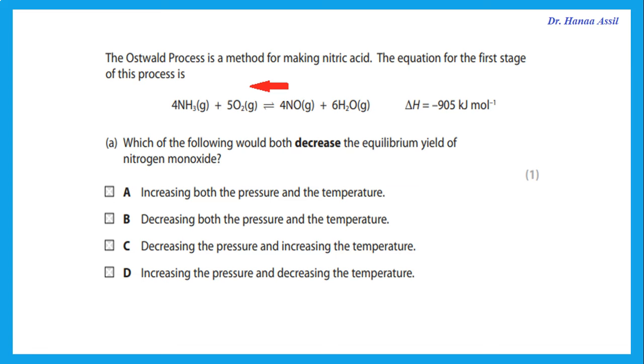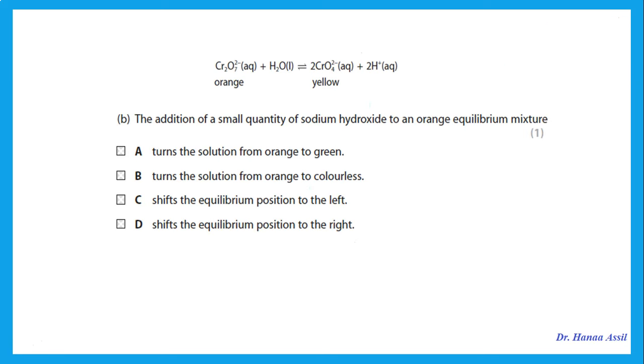What about temperature? Should we use higher temperature to go back or lower temperature? If the delta H for the forward reaction is negative, that means the forward is exothermic, that means the backward is endothermic. And we said if we increase temperature, it goes to the side that is endothermic. So if I want it to go back, then I want to increase temperature. That means I'm going to increase both pressure and temperature.